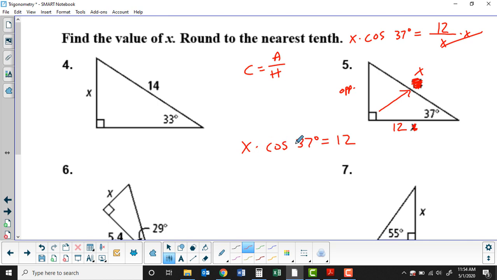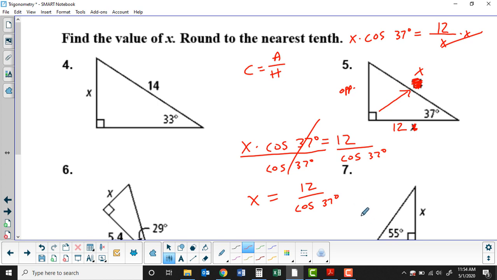And now over here, remember, this is just a number, right? We're trying to get x by itself. x times some number equals 12. So if we divide this side by cosine 37, because again, cosine 37 is just a number, it will cancel out. But that means we've got to divide this side by cosine 37 as well. So we end up with x equals 12 over cosine 37 degrees. And we've got x by itself. That means pick up your calculator, do this math.